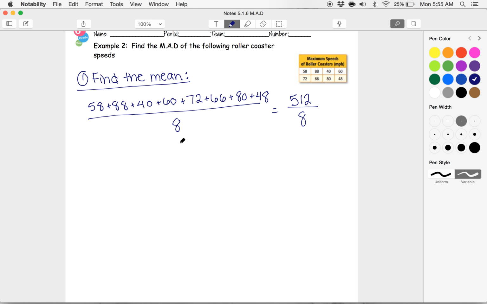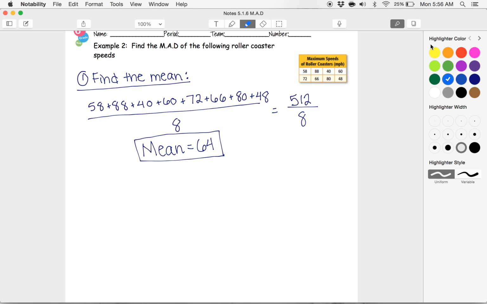When I divide that by 8, it looks like my mean is going to equal 64, because 512 divided by 8 ended up giving me a mean of 64. Now I'm not done though. This is just step 1. Step 2, find the distances from the mean.